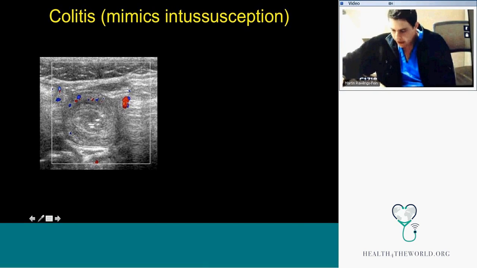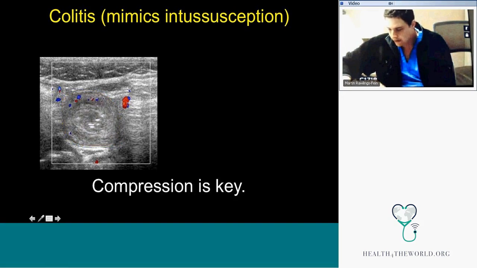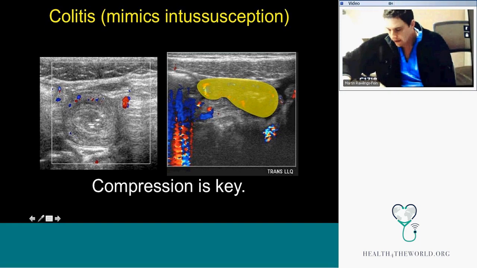What's curious about this is you kind of wonder, is there an intussusception going on? That's what we were told when the patient was transferred to us with images. What we have to be aware of is colitis. You compress it, and you see that there's no intussusception. What looked like there was bowel within bowel was just redundant folds of inflamed mucosa. Colitis, you can definitely see it by ultrasound. You want to compress to make sure that you're not missing intussusception, and vice versa, that you're not overcalling intussusception.